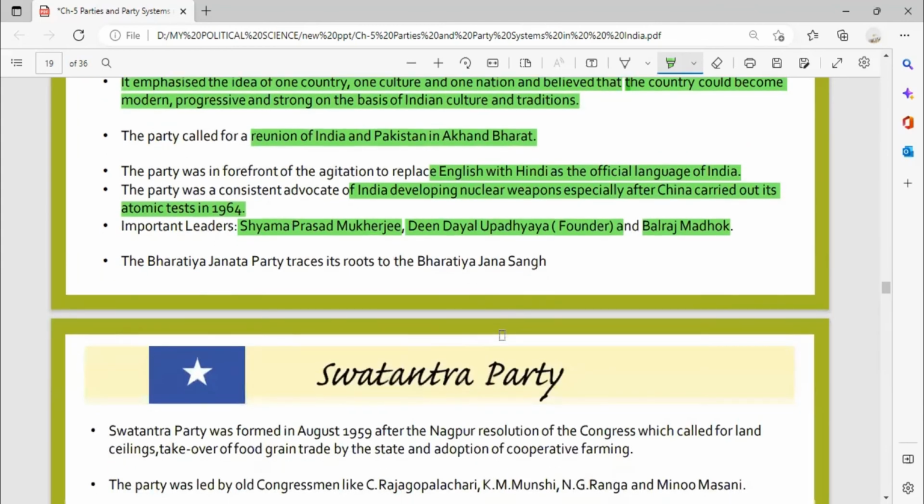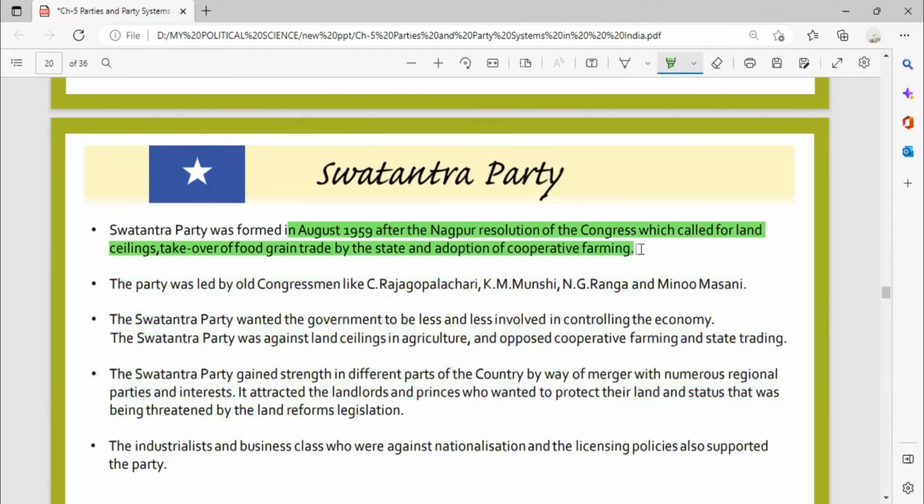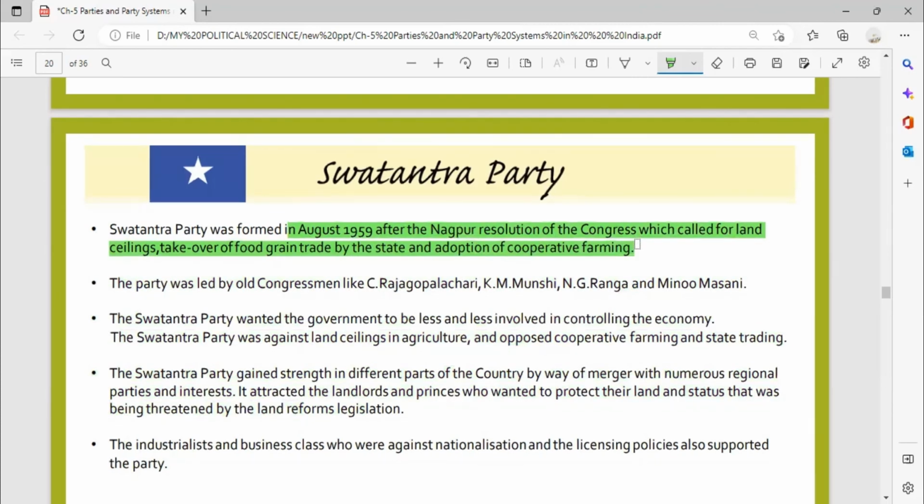So next was Swatantra Party. It is also important, we need to understand that Swatantra Party was formed in August 1959 after the Nagpur resolution of Congress, which called for land ceiling, takeover of food grain trade by the state, and adoption of cooperative farming. So that means they wanted a socialist pattern of society, and that's why they were against it.